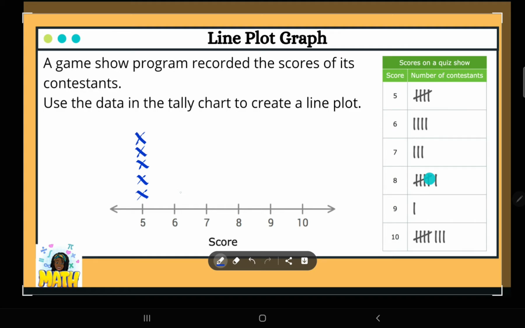For 6, there were 4. For 7, 3. For 8, 6. For 9, 1. And for 10, 8.